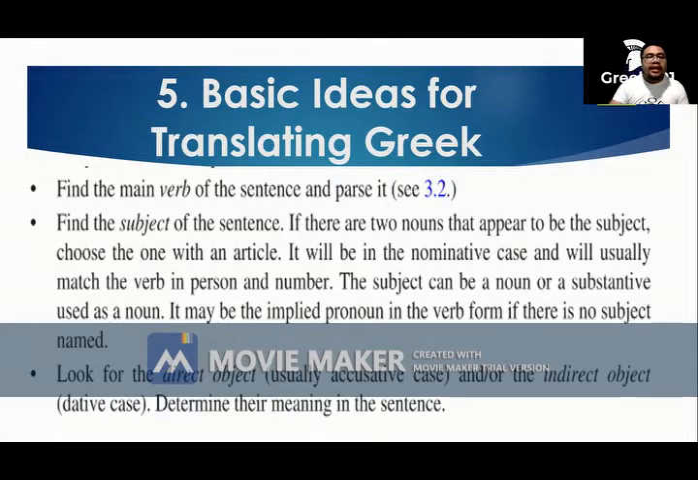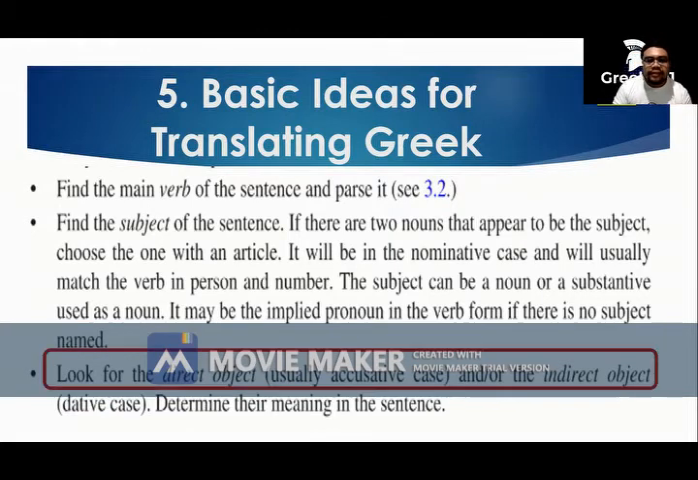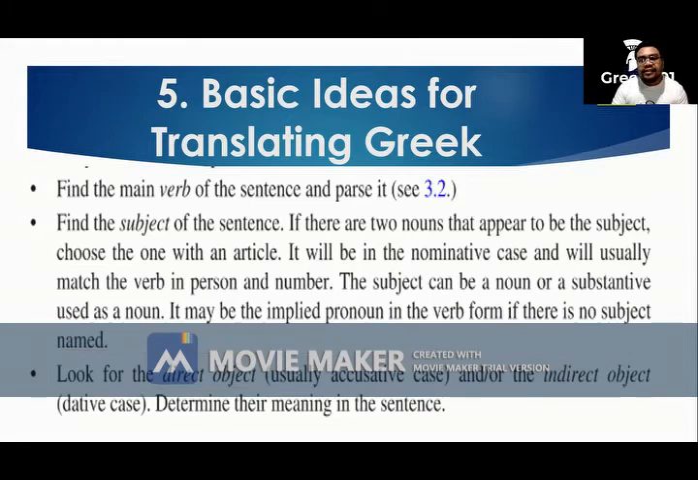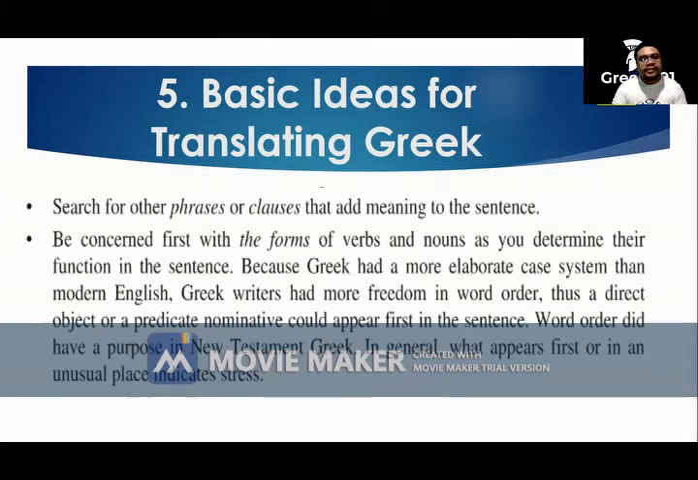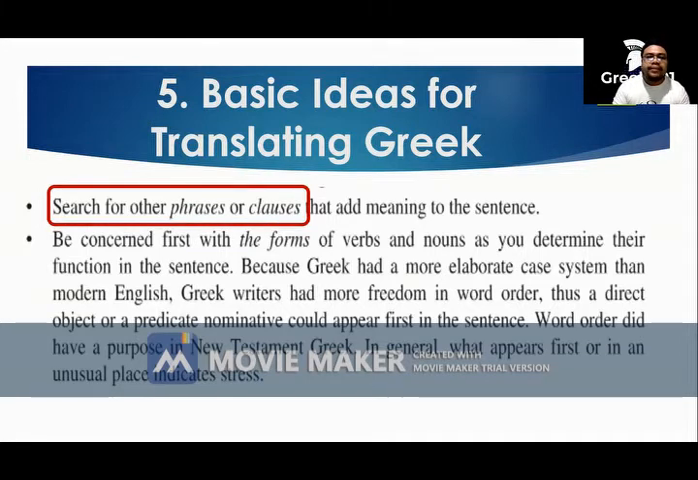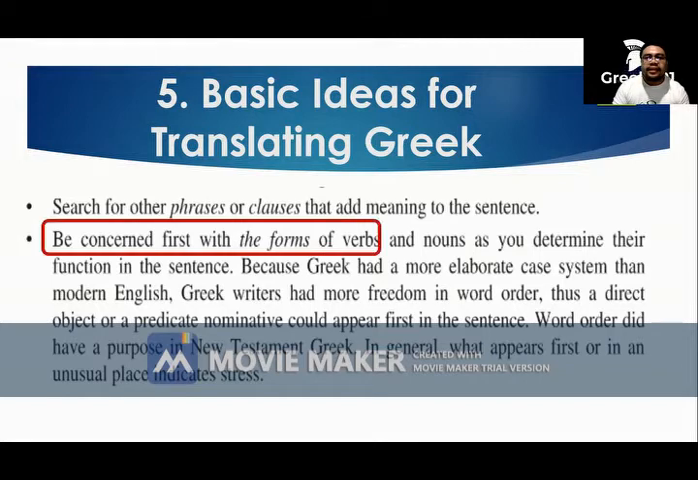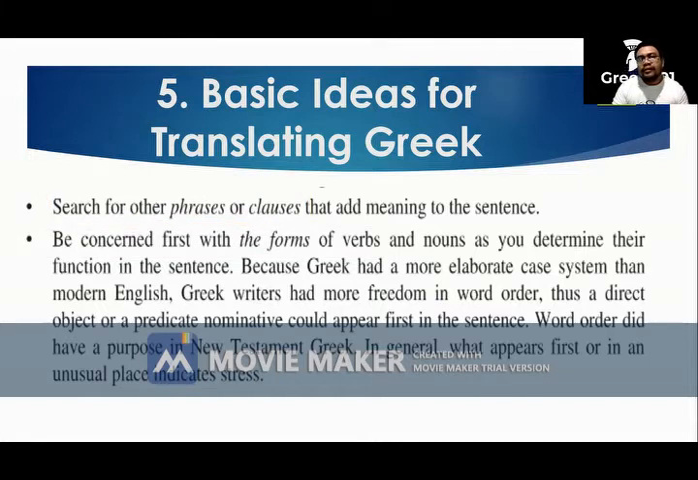So next, you look for a direct object, usually in an accusative case, or the indirect object that is in the dative case, and you can find the meaning of the sentence. Next is search for other phrases and clauses that could add meaning to the sentence. So sometimes if it is a complex or compound sentence, it has a lot of words there, and you need to just go over it one by one.